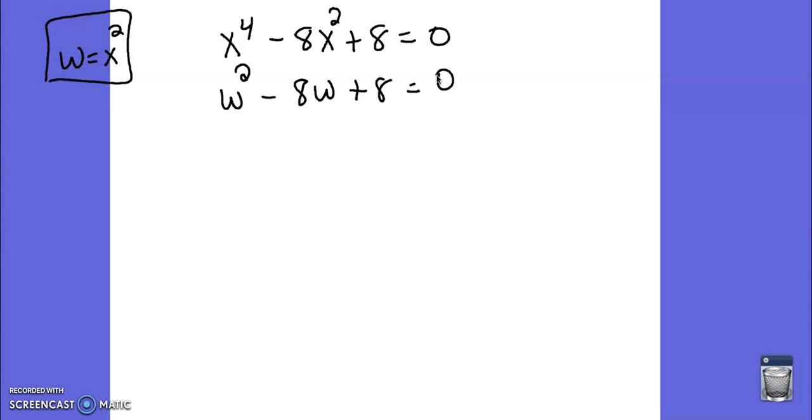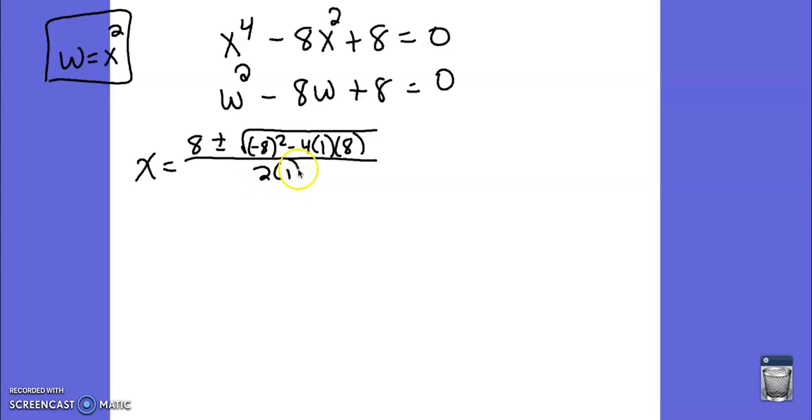And then, it still can't factor, but I can use the quadratic formula. So x equals negative b plus or minus the square root of b squared, so we have negative 8 squared minus 4 times a times c, divided by 2a. And once we simplify that, I use x, that's a W now because I made that substitution. We're going to end up getting 4 plus or minus 2 square root of 2. And that's what W is.